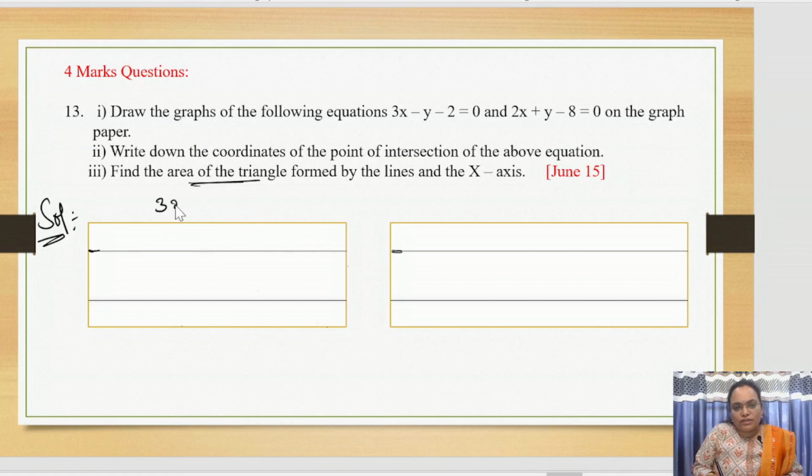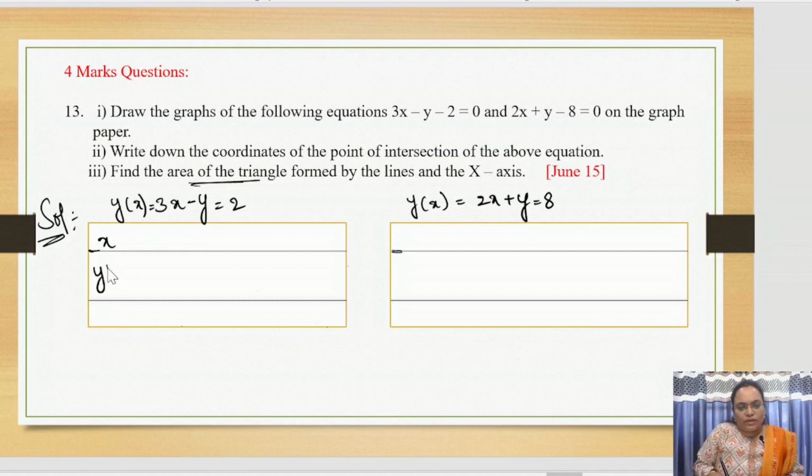So first equation is 3x minus y is equals to 2. So let us take this equation as y of x is equals to. Okay. So in the same way, the second equation is 2x plus y is equals to 8. Okay. So this will be x and this will be y of x. This is x and y coordinates. To draw a straight line, we just need 2 points to draw a straight line. Okay. So let us find 2 points by which we can draw a straight line.